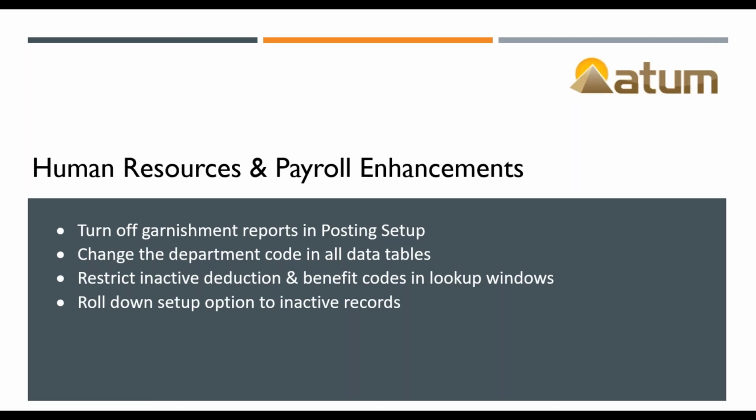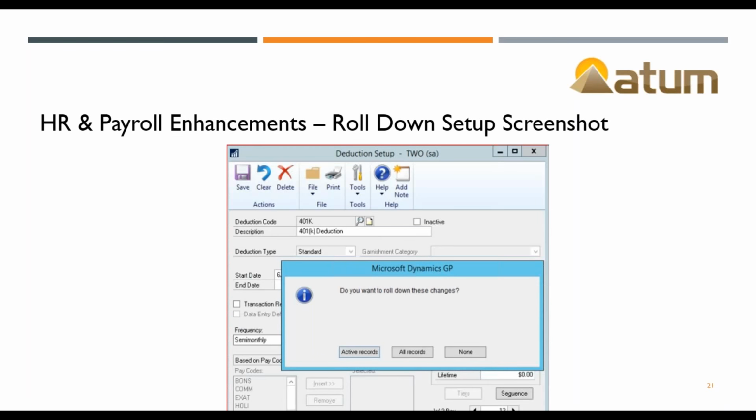So what this will do is anytime you go in and try to create any changes, you'll get a little pop-up like this. You can see here you have a pop-up where it says, do you want these changes to be rolled down to only active records, all records, or none? If you select the option of active records, it's only going to update the options for only the active employees, whereas if you choose all records, it'll update everything, including inactive ones. That way, when they do become active, everything's okay. And of course, none is if you don't want to make any changes.